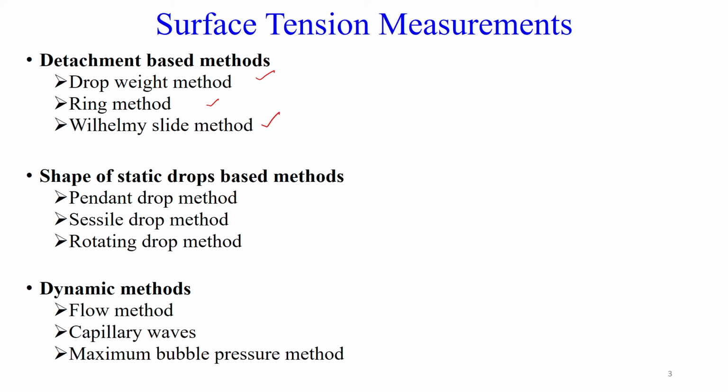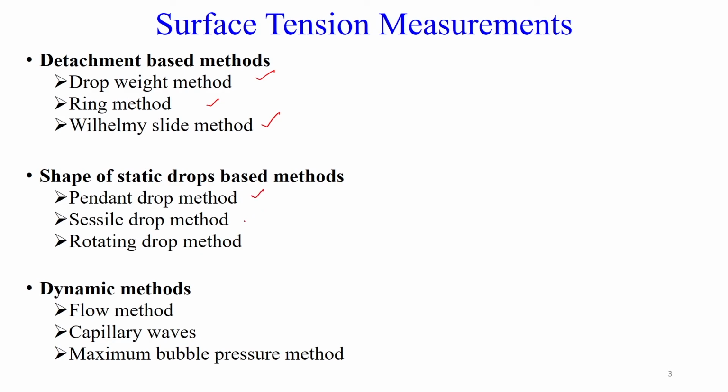The next method is, if you can capture the shape of a static drop, then you can calculate the surface tension. We can have two different types of drop, one is the hanging drop, the other is the drop on the surface, or sessile drop. So, we will see the pendant drop method, the sessile drop method, and also the spinning or rotating drop method. Apart from this, we will also briefly discuss the various dynamic methods.